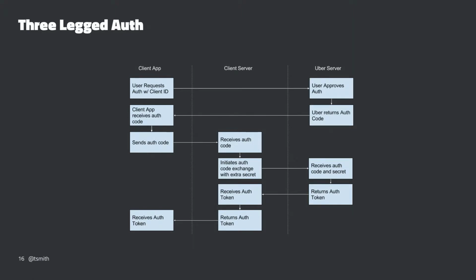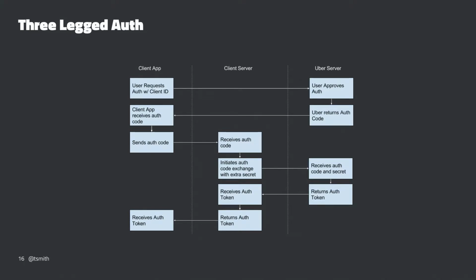Now, the client app will load the Uber login in a web view and hand it the client ID. Upon the user putting in their credentials, saying, I approve of the permissions that it's asking for, it returns an authorization code back to the app. Now, this authorization code is not an access token. It cannot make API requests yet.